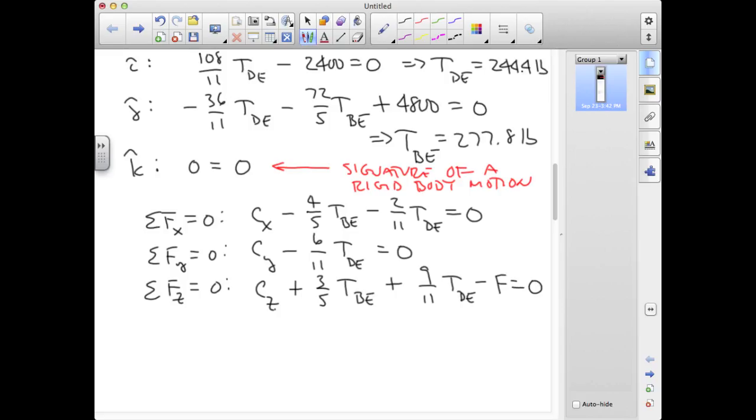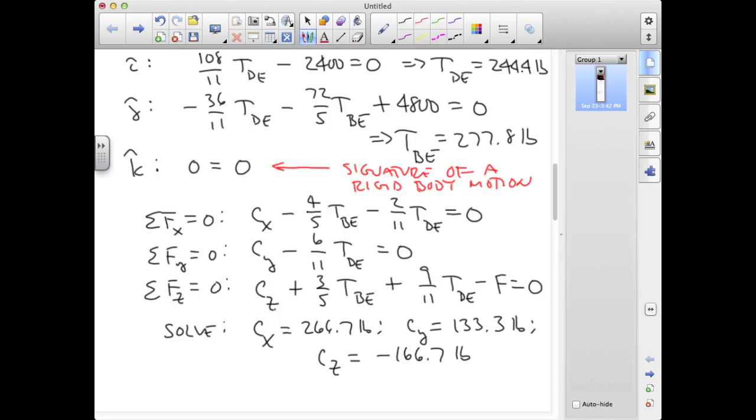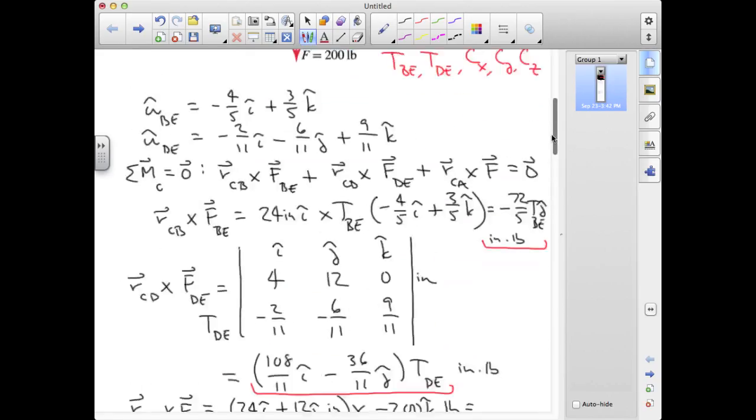If we plug in the numbers and solve for these individually, we end up with Cx equals 266.7 pounds, Cy is 133.3 pounds, and Cz is minus 166.7 pounds. What that tells us is that Cx and Cy both do point in the positive x and y directions as I represented, and the value of Cz actually goes in the opposite direction. It's actually pointing down.